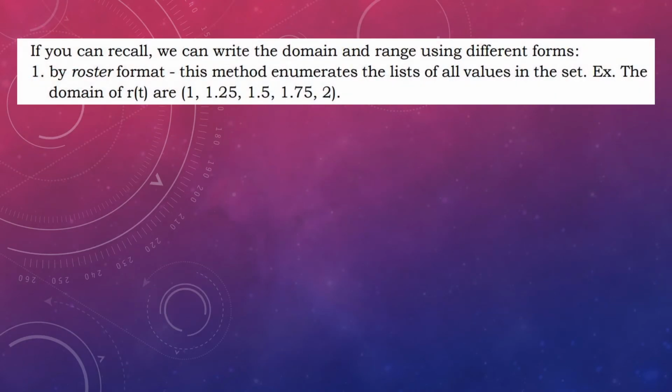If you can recall, we can write the domain and range using different forms. Number one, we call this roster form, or the listing method. This method enumerates the list of all values in the set. Example, the domain of R of t are 1, 1.25, 1.5, 1.75, and 2.